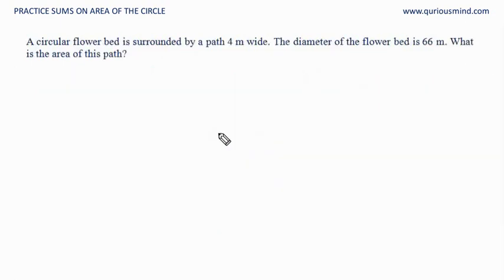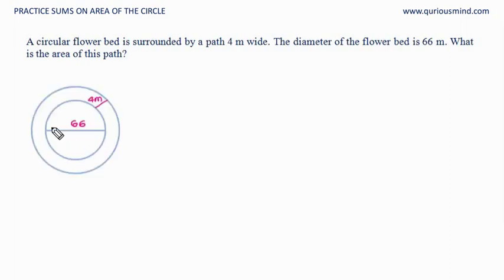A circular flower bed is surrounded by a path 4 meter wide. The diameter of the flower bed is 66 meter. What is the area of this path? Let's draw a rough diagram. This is a circular flower bed whose diameter is 66 meters, and this is a 4 meter path. Now if we see, if diameter is 66, what is the radius? Radius is going to be 33 meter.